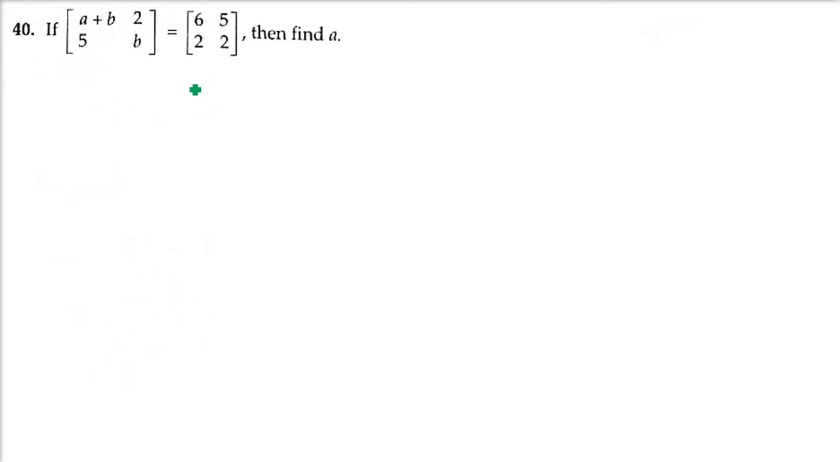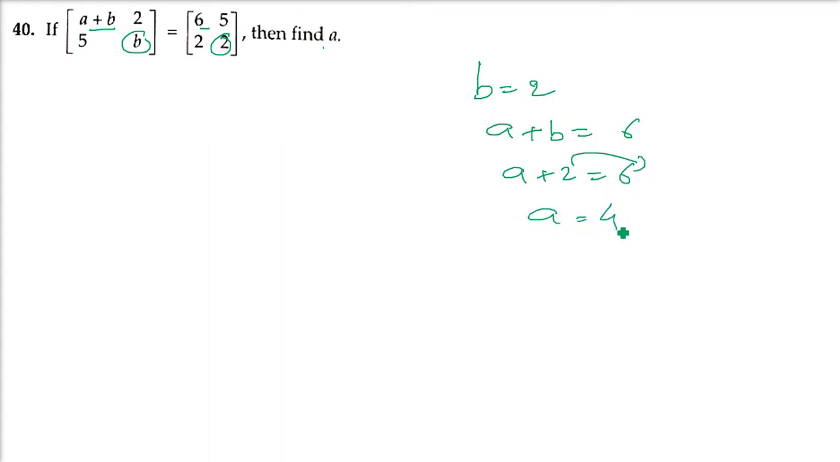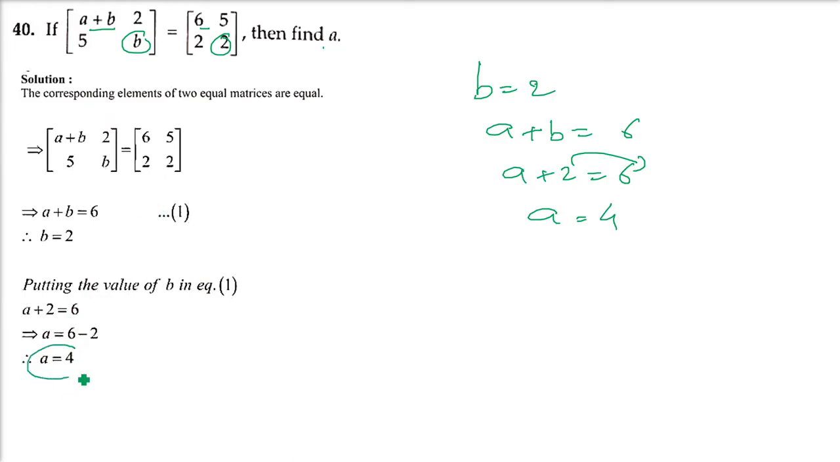Okay. So since B is already given as 2 here, just put B equals 2. A plus B equals 6. When you have A plus B equals 6, B is 2. So A plus 2 equals 6. A will be equal to 6 minus 2. 4. A is 4. This is A equals 4.